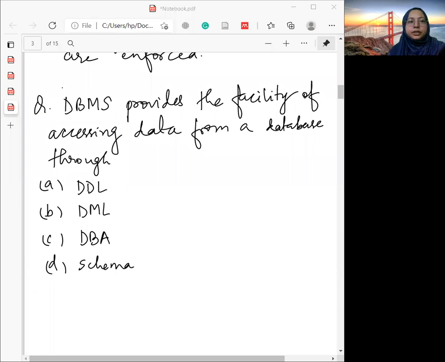So the next question is DBMS provides the facility of accessing data from a database through DDL, DML, DBA, schema. So what will be the correct option? DBMS provides facility of accessing data. Okay, accessing data from a database. तो डेटाबेस से एक्सेस के लिए हम लोग को कौन सा ये DBMS कौन सा फैसिलिटी से प्रोवाइड करता है?